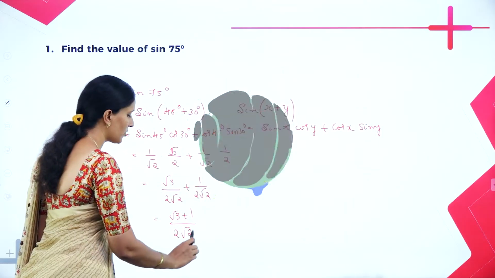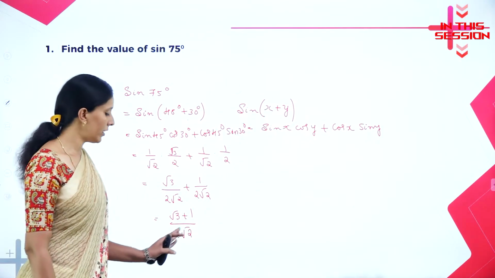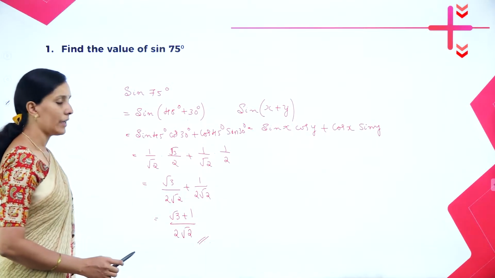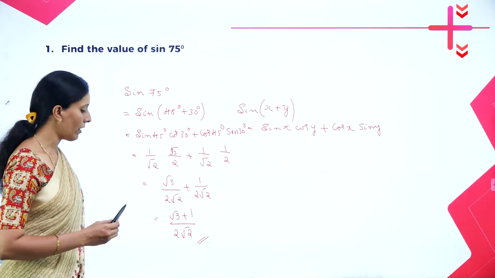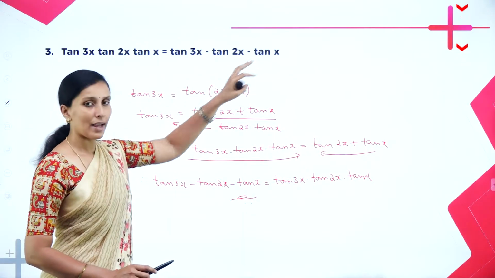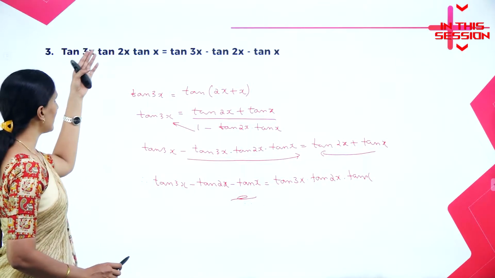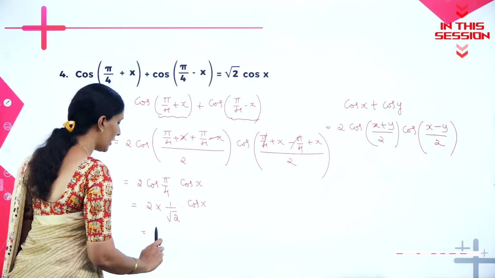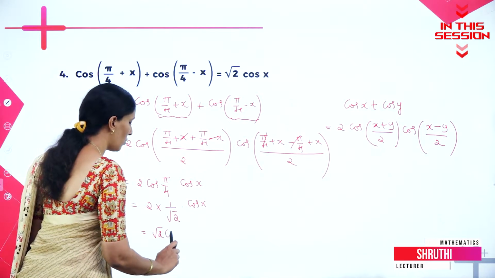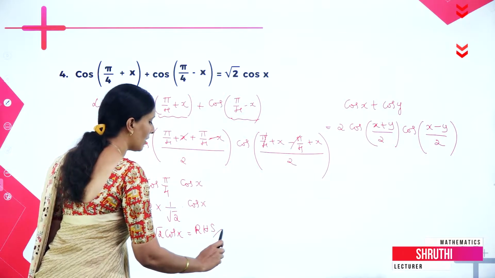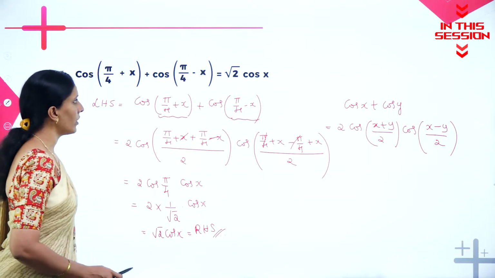You can also rationalize the denominator and convert it into rational form. So thus we can write sine 75 degree as root 3 plus 1 divided by 2 root 2. Tan 3x minus tan 2x minus tan x is equal to tan 3x tan 2x tan x. Hence we have proved the result. 1 root 2 cancels with the denominator. So we'll get root 2 cos x. So that is the right hand side value of the given trigonometric equation.